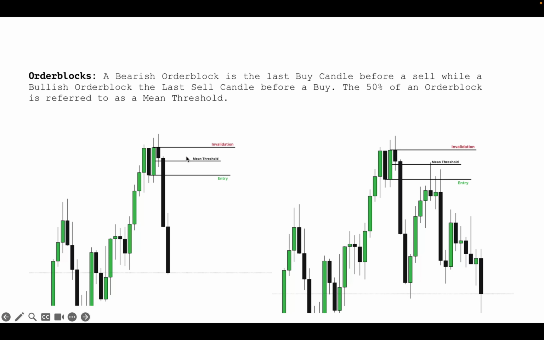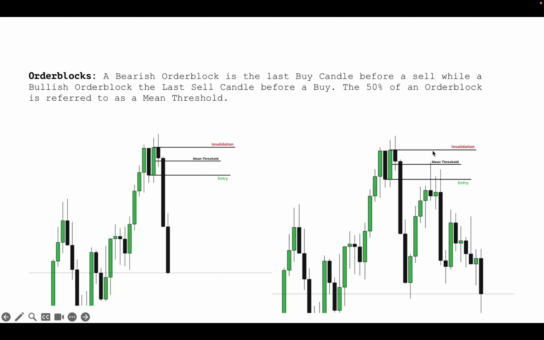So the invalidation for a bearish order block, like the example we have here, is at the close of the order block. Our entries are the open of the order block. So our entries are the open of the last buy candle before the down move, and our invalidation is at the close of the last buy candle before the sell move. Here price tagged into an order block, it tagged the mean threshold without tagging the invalidation, and then it sold from there.